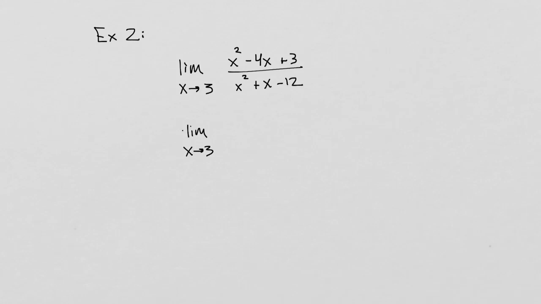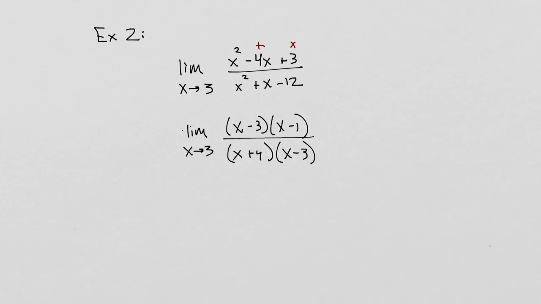So I start by rewriting my limit notation. Do not drop the limit notation. I've noticed that I have a quadratic on the top and a quadratic on the bottom. Let's see if we can factor these two things. I'm looking for two numbers on the numerator that will multiply to 3, that will add together to -4, and there are such numbers. -3 times -1 is +3, and those numbers add together to -4. And now let's take a look at the denominator, two numbers that multiply to -12 that add together to +1. So we get x plus 4 and x minus 3.